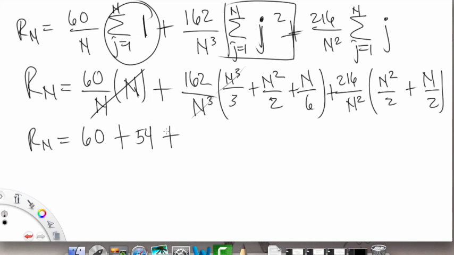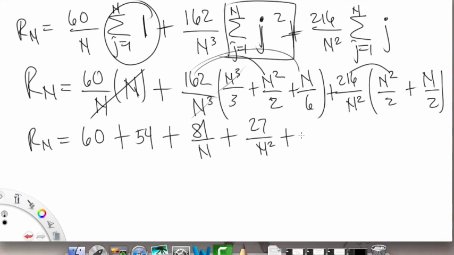And then we have plus, and 162 over 2 is an 81. So then we have 81, and we have 1 n left on the bottom when we distribute that one. And the last one is a 162 over 6, so that's a 27 over n squared. Okay, and the next term, when we do these ones, we just get 216 over 2, so that would be a 108. And that last term is going to be, again, a 216 over 2, so this is a 108, but now we have an n left on the bottom.